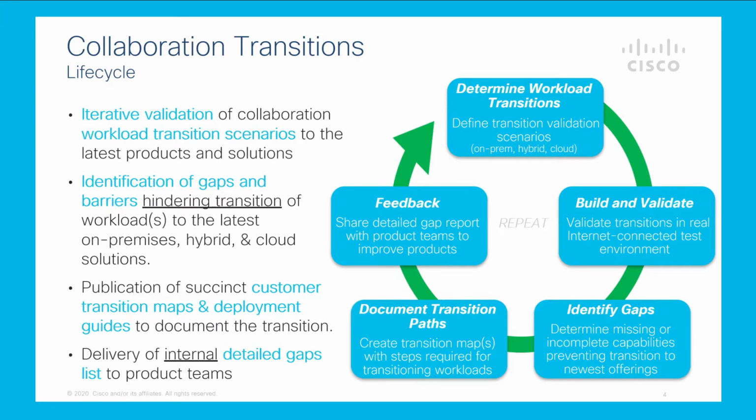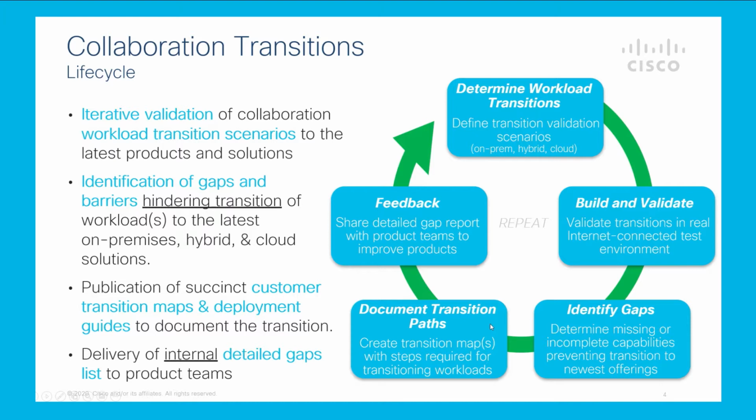Now let's take a look at the lifecycle for the Collaboration Transitions Program. First, we start by defining a transition validation scenario that might be undertaken by our customers. This could be a transition to on-premises, hybrid, or cloud products or solutions. Next, for each identified scenario, we build out and validate this transition in an internet-connected test lab environment to ensure that the transition is viable. During the build and validation phase, we identify gaps and technical barriers that might prevent transition to the latest offerings, whether on-premises, hybrid, or cloud.